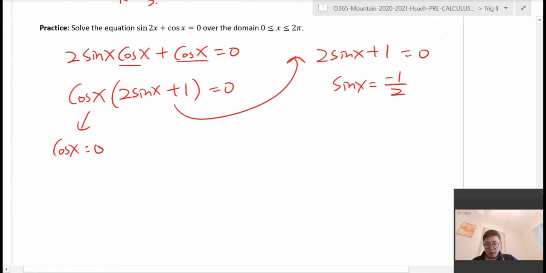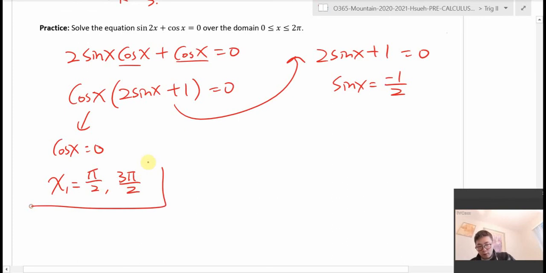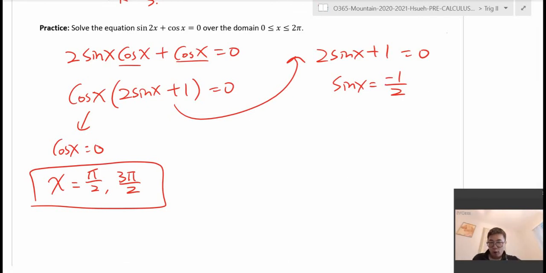Again, they are both special angles. Cosine x equal to 0. This happens at pi over 2 and 3 pi over 2. Okay, again, that's x1 and x2. It doesn't matter, I'm just going to call it x, okay? So again, cosine is the x value, so it happens at pi over 2 and 3 pi over 2. That's 90 degrees and 270 degrees. Okay, sine x equals -1/2.